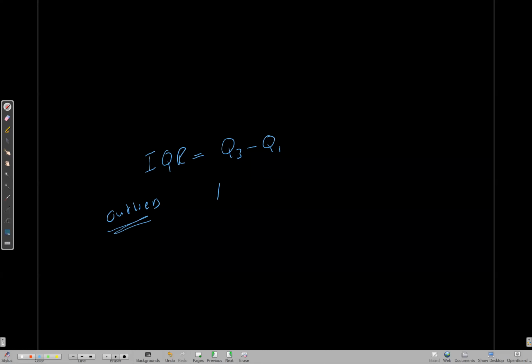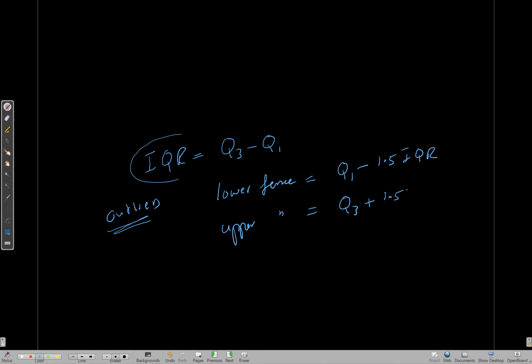Well, lower fence, let me recall you. Lower fence, you calculate lower fence. Well, you find this value IQR. So lower fence is Q1 minus 1.5 IQR. Upper fence is Q3 plus 1.5 IQR.